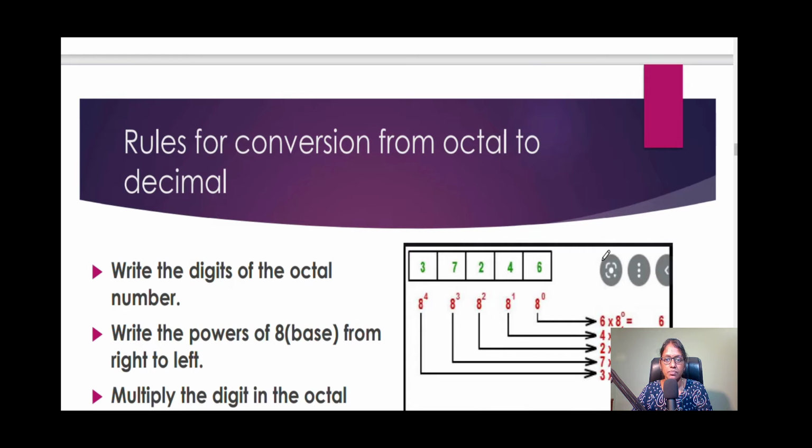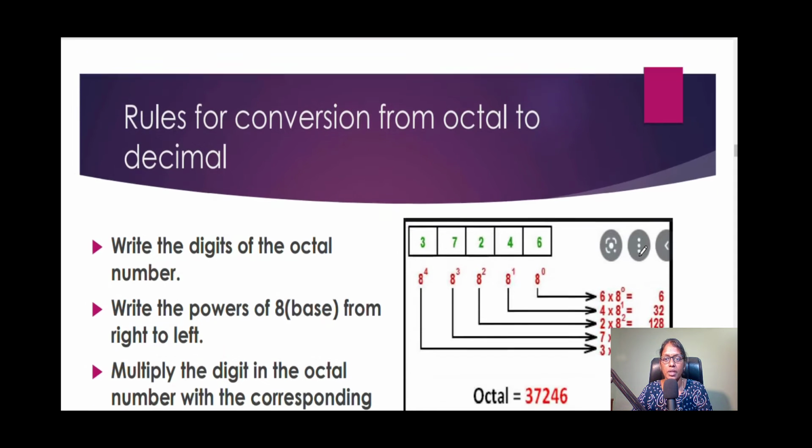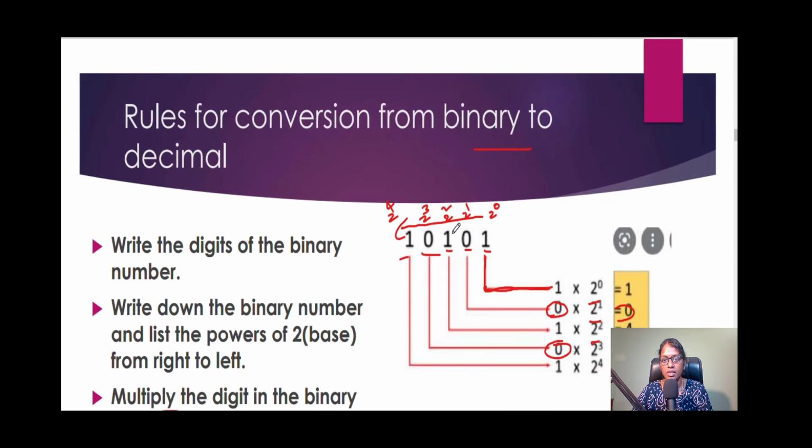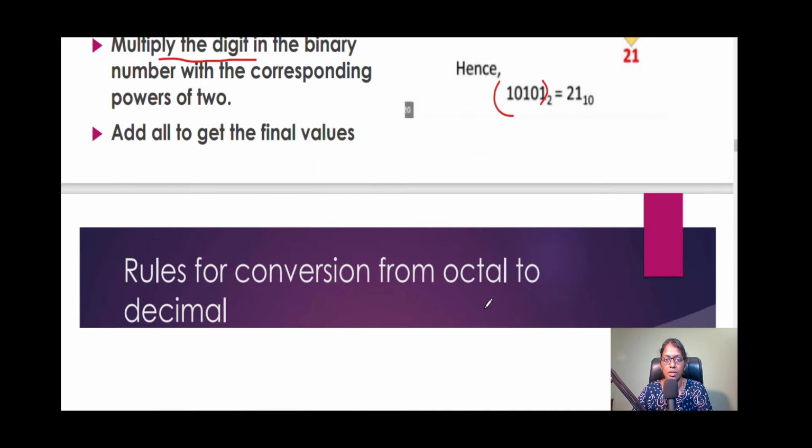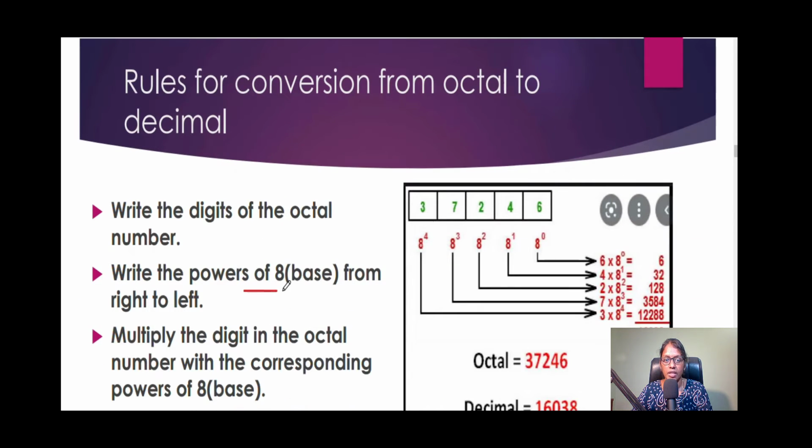Octal to decimal. We have to do it the same way. Previously, we wrote the list of powers of 2. Now we have to write the powers of 8. Rules for conversion from octal to decimal. Now this is an octal value, 37246. Convert the octal number to a decimal value.